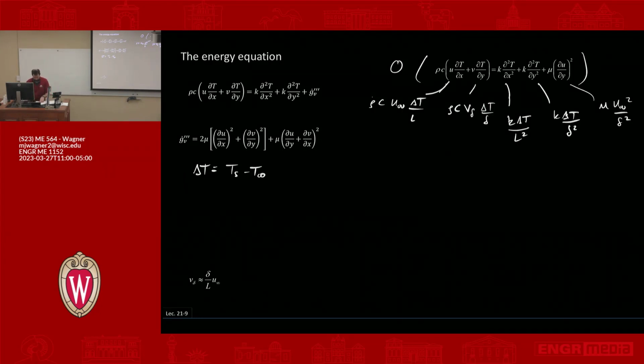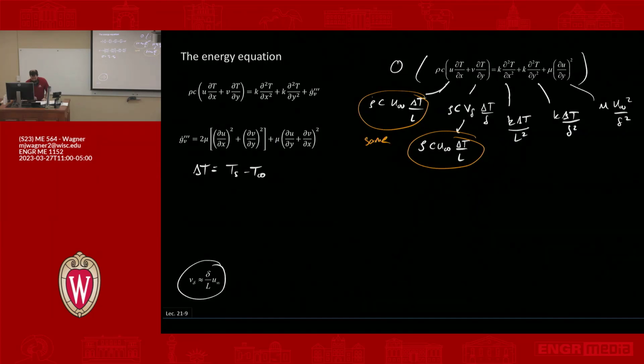So what do we do with this? I guess the first thing is using the approximate model for V_delta. We substitute that back in, that's down here in the lower left corner. So substitute that back in, and this becomes rho C U infinity delta T over L. So I guess we can conclude that this one and this one have the same order of magnitude.